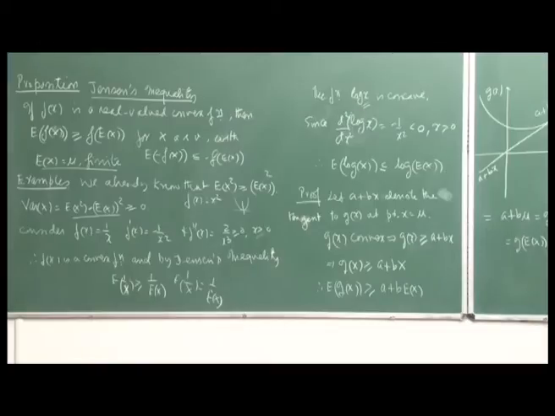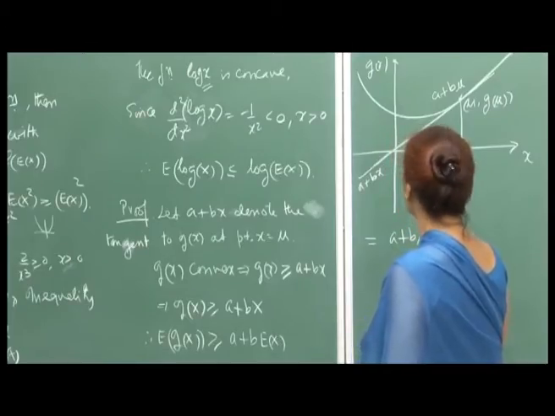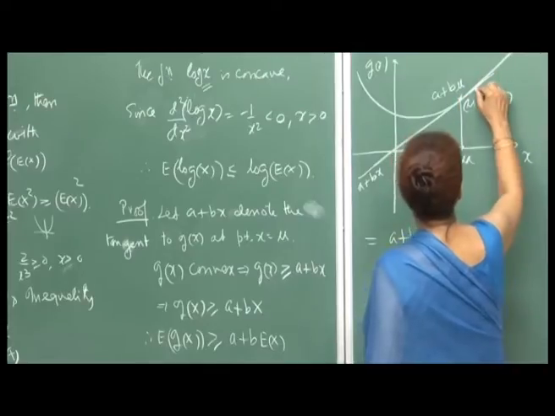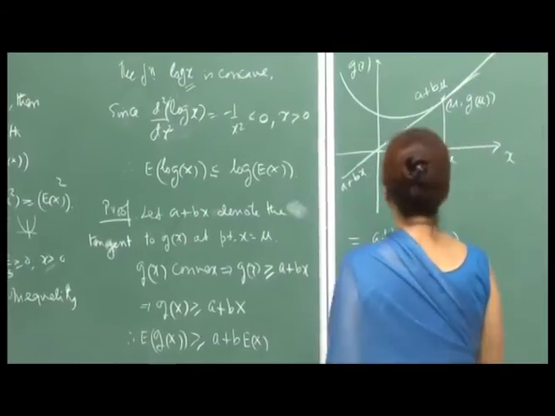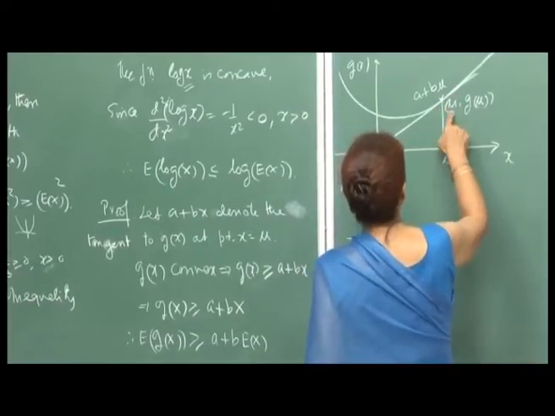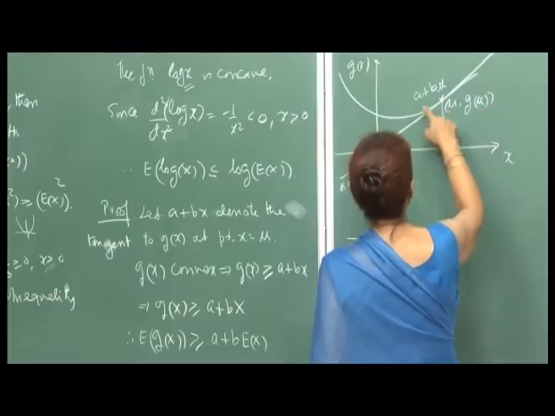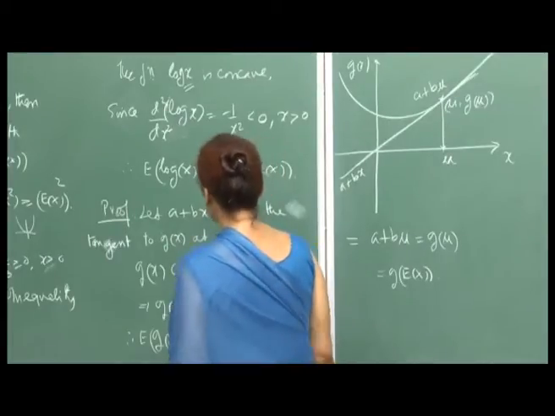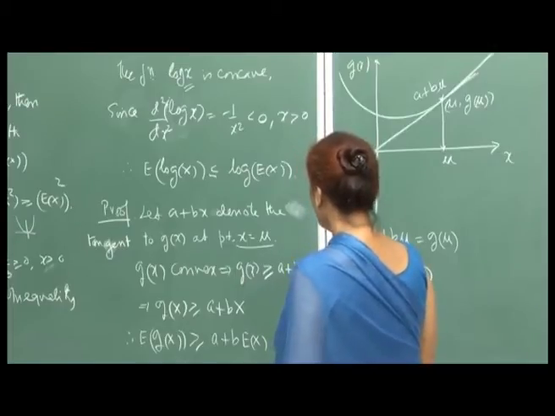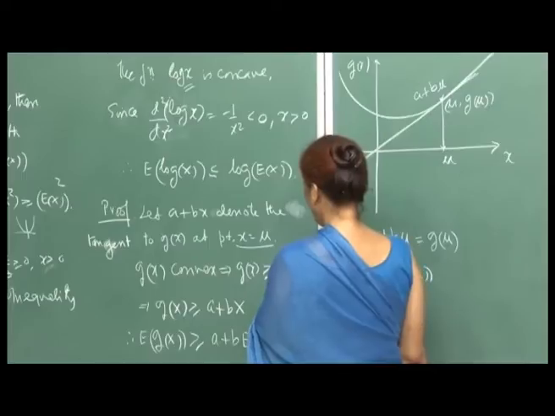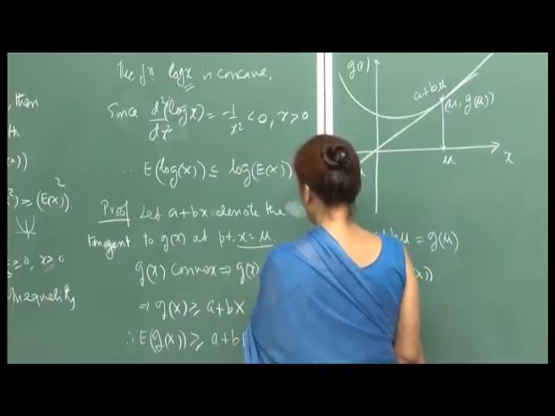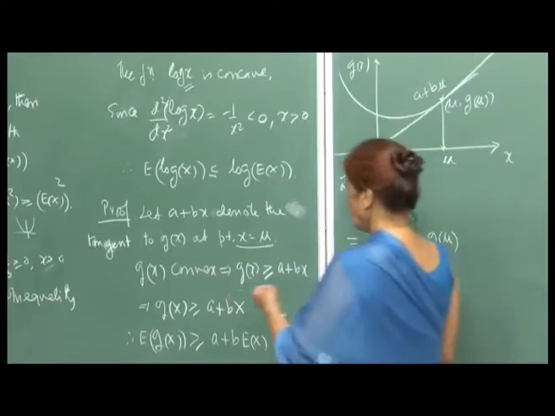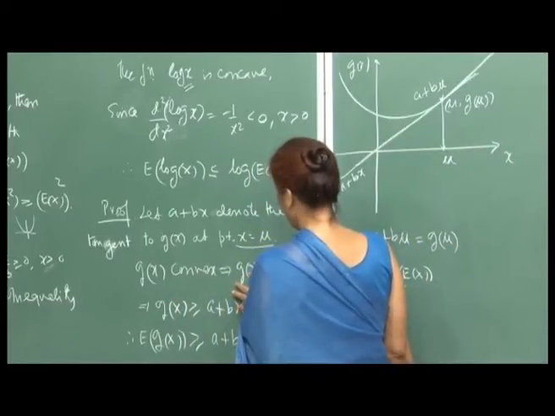Okay, the proof is simple. I will use the first property, that the tangent at any point of a convex function lies below the curve. So, the curve is always above the tangent, and of course, they meet at this point. If the tangent is at the point mu, then the coordinates are mu, g(mu). So, if I take a plus b x as the tangent to g(x) at the point x equal to mu, then g convex implies that g(x) is always greater than or equal to a plus b x, and g(mu) will be equal to a plus b mu, because the curve and the tangent line meet at this point.